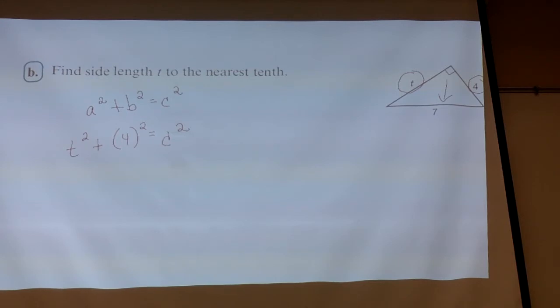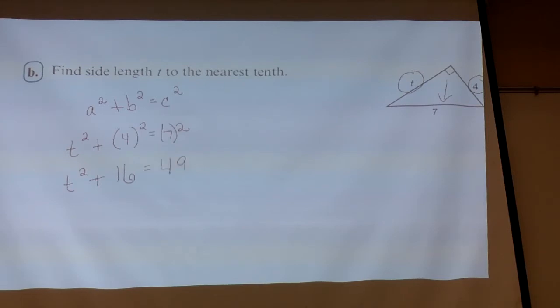squared. Okay, t squared, I'm just going to leave it the way that it is. And then 4 squared is equal to 16. Oops, I wanted to put a 7 in there. Let's see if I could do that really quick. All right, so I wanted to put a 7 in here because that's my hypotenuse. And this is equal to 49.